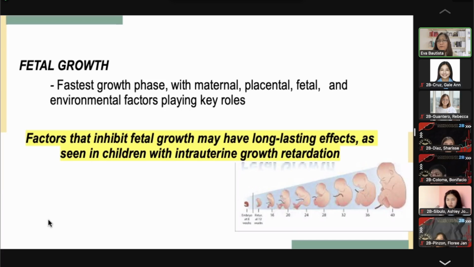So some of the factors in utero affecting growth will have long-term and long-lasting effects, okay? And this is exemplified by congenital rubella, your TORCH, toxoplasmosis, congenital syphilis, okay, or your other conditions that will have a long-lasting effect.